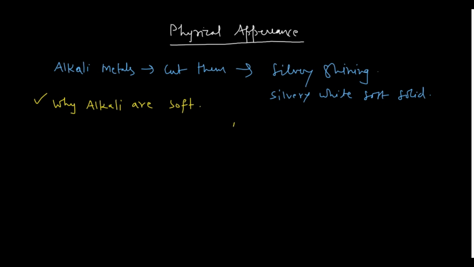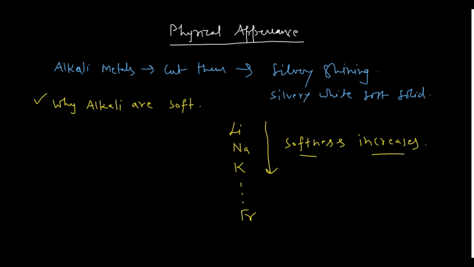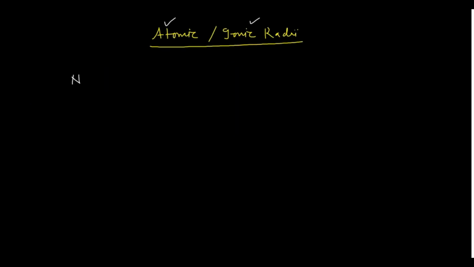If you start from lithium and go to sodium, then potassium and so on, up to francium, softness increases down the group, as the number of non-bonding electrons down the group increases. The repulsion between them decreases the cohesive forces. So softness increases down the group. This is something very, very important.